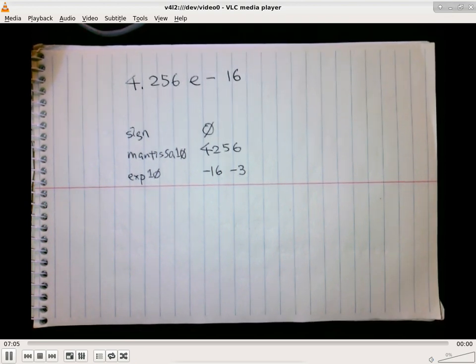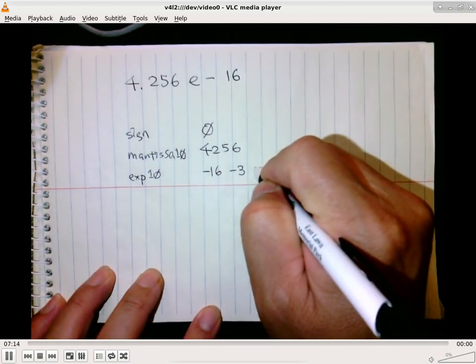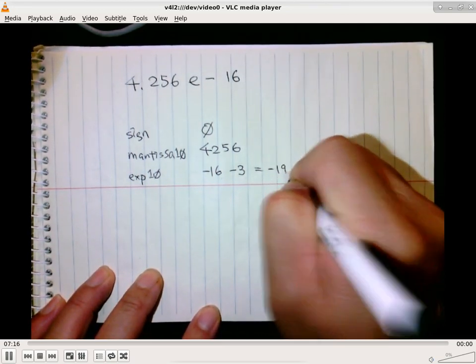Yep. So is that -3 the excess? The -3 is for adjusting the decimal point moving. So together, when you add up these two, you have -19 as the actual exponent.